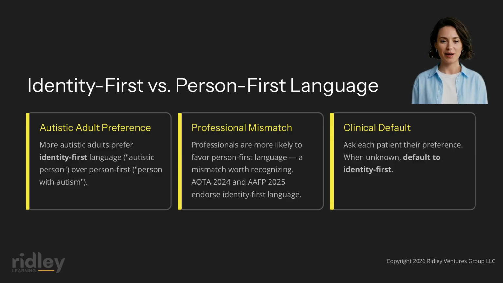The practical clinical recommendation that emerges from this evidence is straightforward. Ask each patient their language preference, honor it in the chart and verbally, and when preference is unknown, default to identity-first language because it's favored by the majority of autistic adults in contemporary samples.